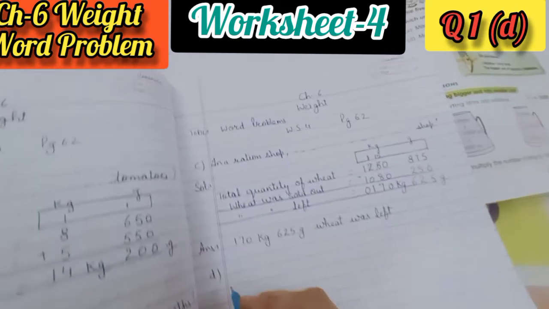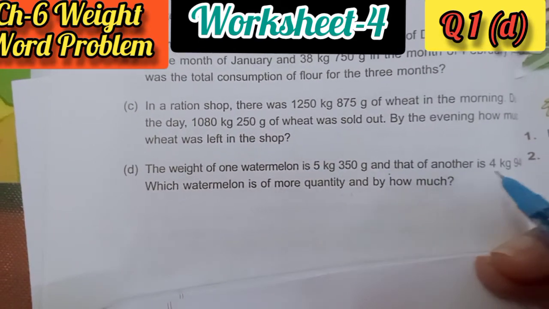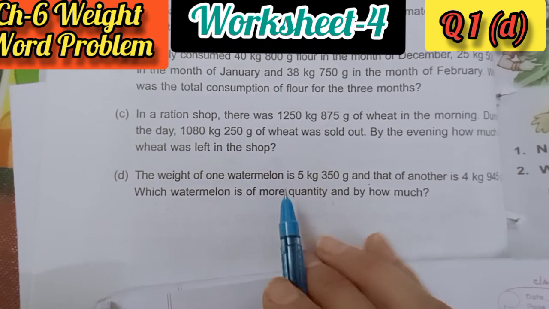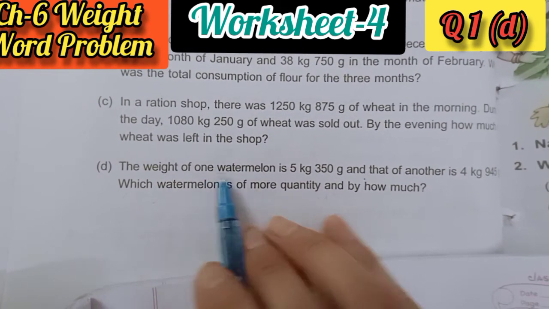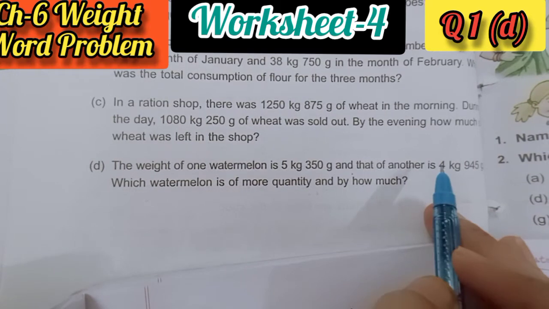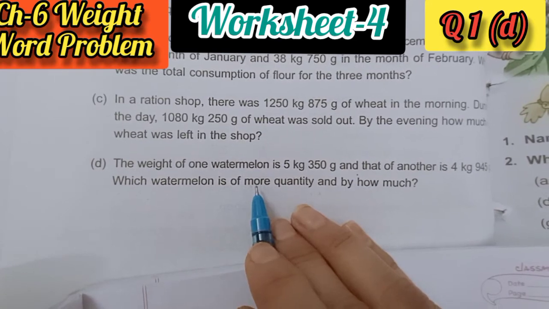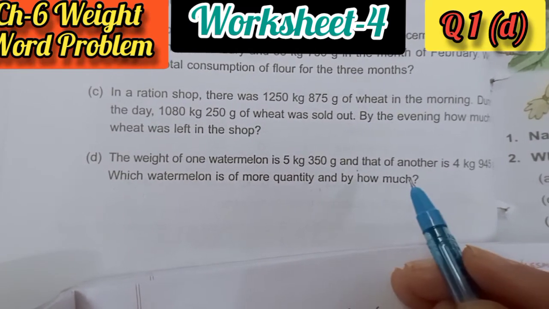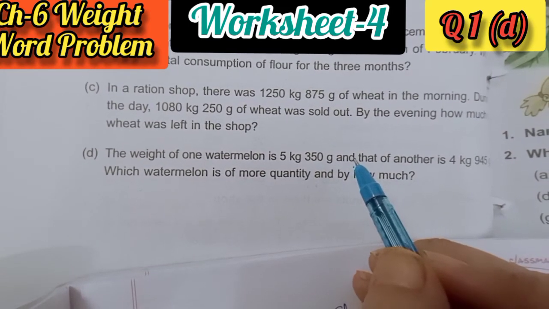Now the part D. The weight of one watermelon is 5 kilogram 350 gram and that of another is 4 kilogram 945 gram. Which watermelon is of more quantity? So first of all we will solve which watermelon is of more quantity. This is the weight of first and this is the weight of second. So as you know, 5 kilogram and 4 kilogram, obviously the weight of first watermelon is more. So first watermelon is of more quantity, that we know. And you have to know by how much the first watermelon is more than the second watermelon. So we will subtract here.